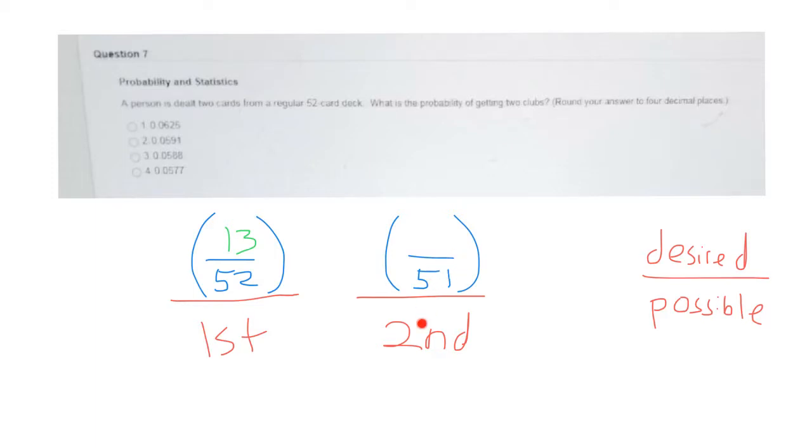But then on the second drawing of a card, you will have 51 cards to choose from. And by the way, you're not going to have 13 clubs anymore. At that point, you only have 12 clubs left in the deck. So these are the fractions that you're going to have to multiply in order to find the answer. So anyway, I'm not going to do it for the sake of moving on, but if you were to use a calculator, maybe turn these into decimals and then multiply them together, you're going to get one of these answers right here.